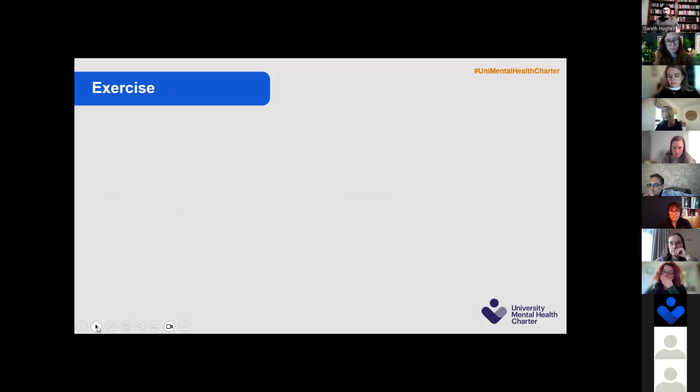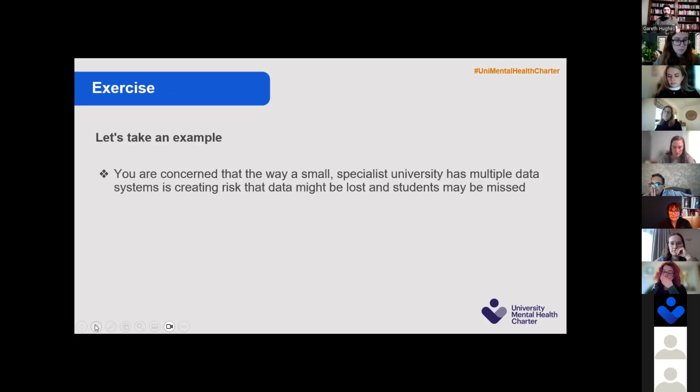So, last exercise with me, let's take an example. Let's say you're working with a small specialist university and they've got multiple data systems and there's data that seems to be getting lost. There are students being missed, and stuff not adding up together. The university probably has constructive knowledge of some of it, but because it's in lots of different data systems that don't talk to each other, it creates a problem. Staff are having to do an awful lot of work to make sure the different data systems are connecting to each other, and that's creating stress for them. Let's create that as our scenario.